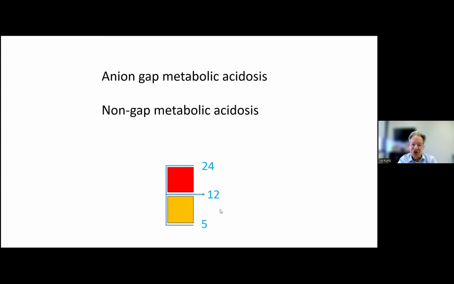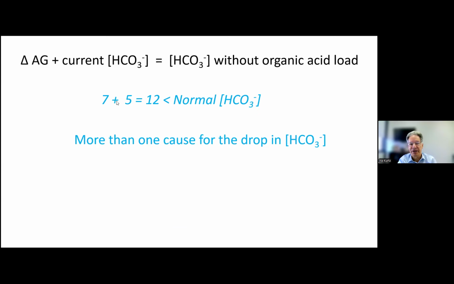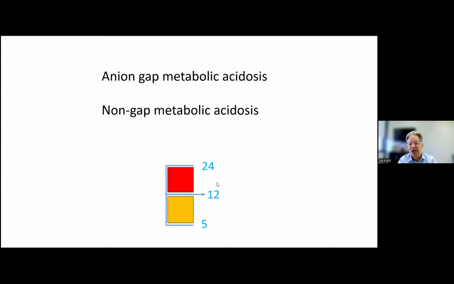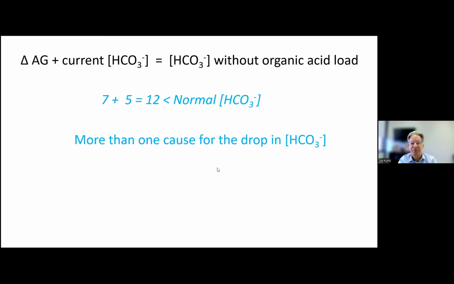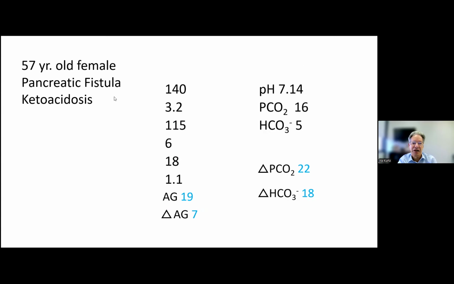So if we add these two components, we can see that there's a change of 7 in the bicarb from the anion gap metabolic acidosis, but there's a further change of 12 due to something else. And in our patient, we have a good reason for it. We have a pancreatic fistula that causes a non-gap metabolic acidosis. Remember, pancreatic fluid has a very high bicarbonate concentration of about 120 millimolar or so. So when you lose pancreatic fluid, you're basically losing bicarbonate outside the body.